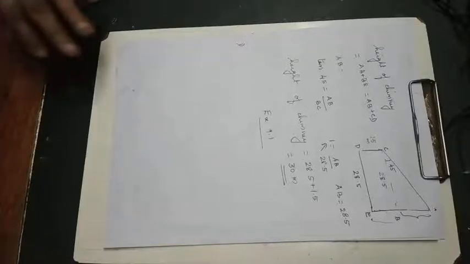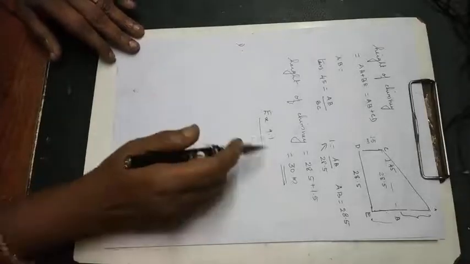Exercise 9.1, first question. A circus artist is climbing a 20-meter long rope which is tightly stretched and tied from the top of a vertical pole to the ground. Find the height of the pole if the angle made by the rope with the ground level is 30 degrees. Now that figure is given.